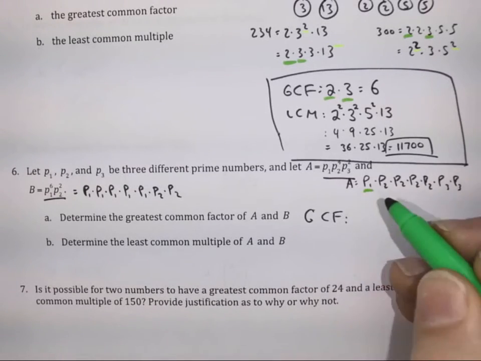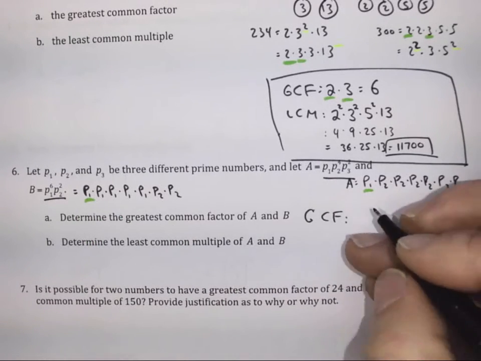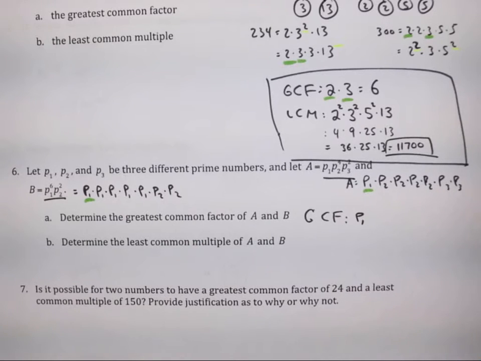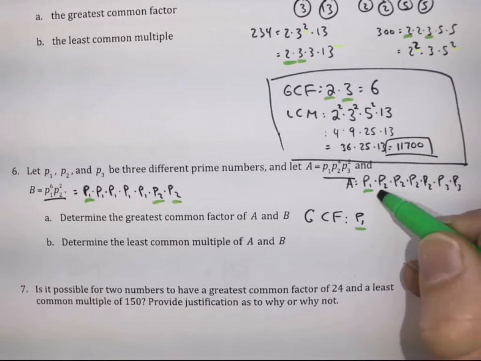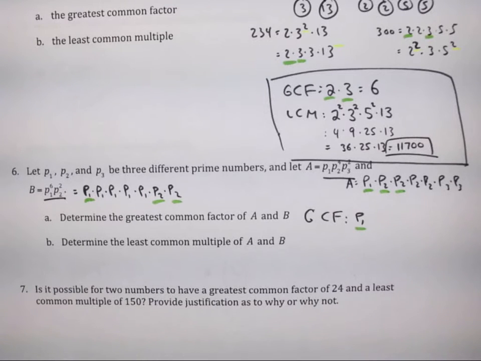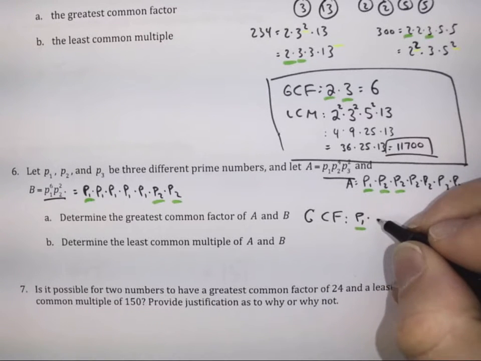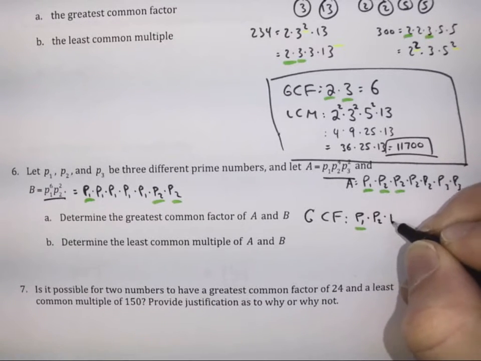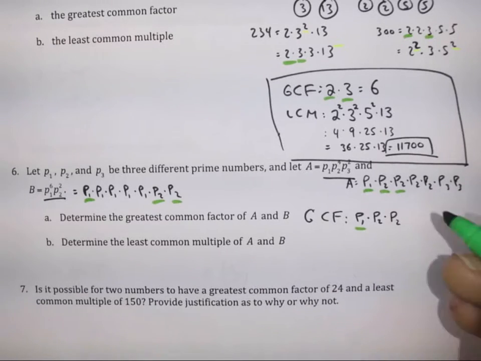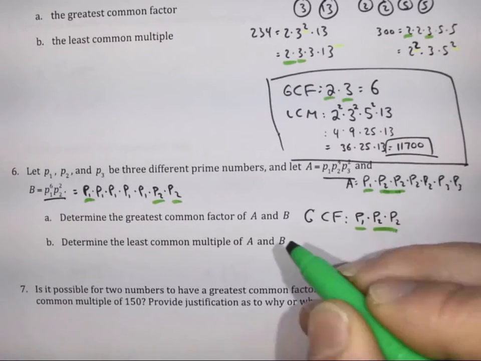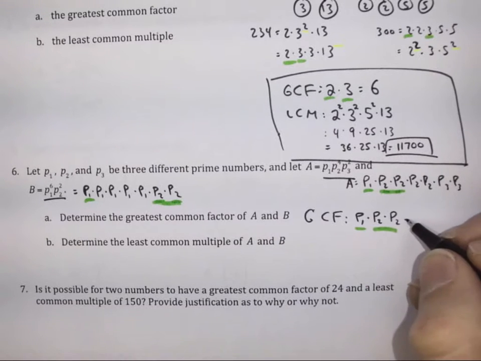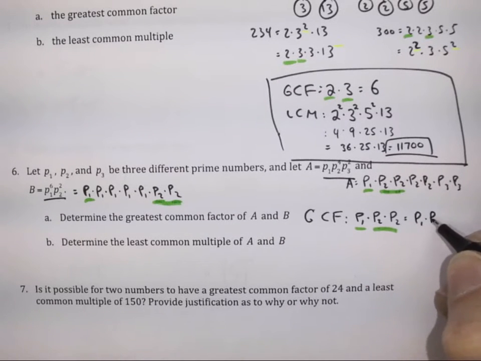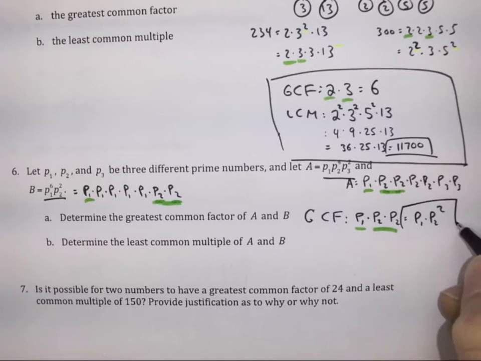I can see one P1 in both, so I'm going to write a P1 here. I can see 2 P2s that are common as well, so I'm going to write 2 P2s. Okay, and so that's my GCF right there. My GCF is P1 times P2 raised to the power of 2.